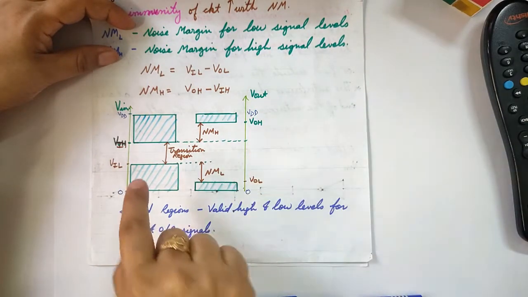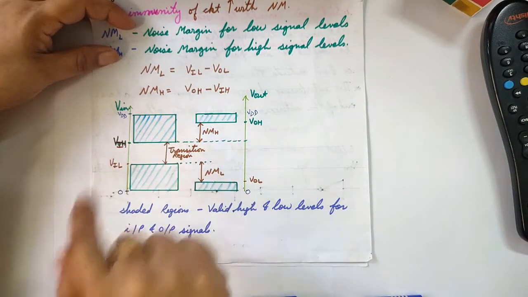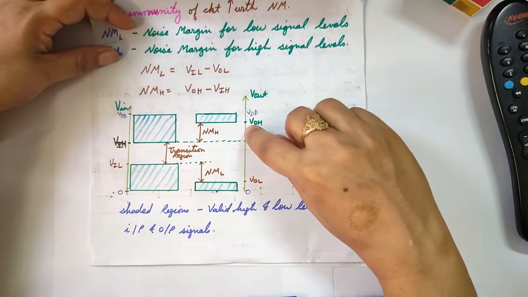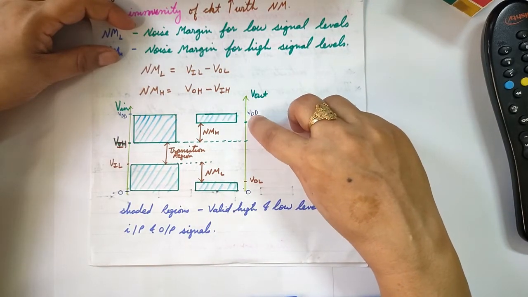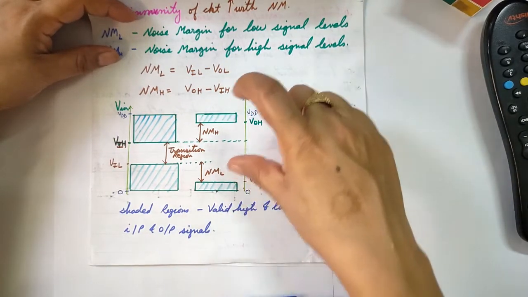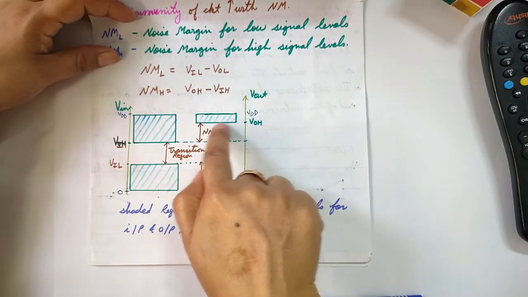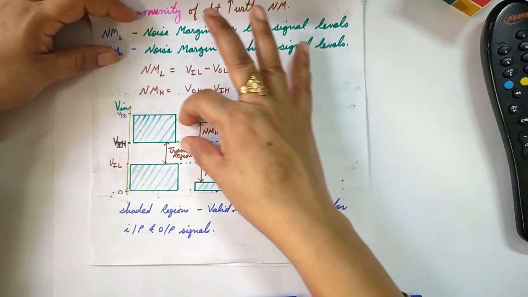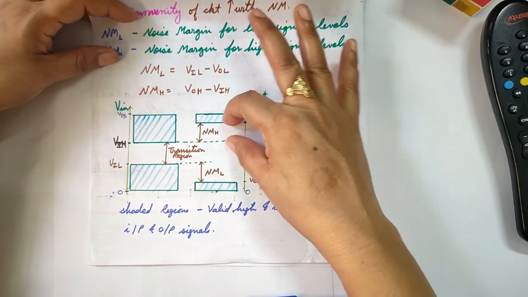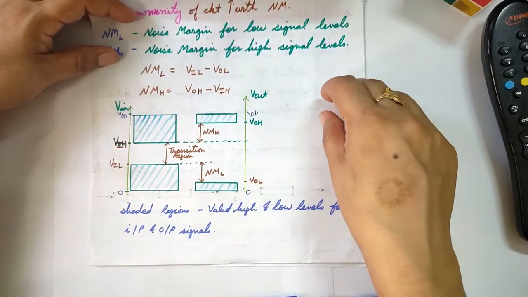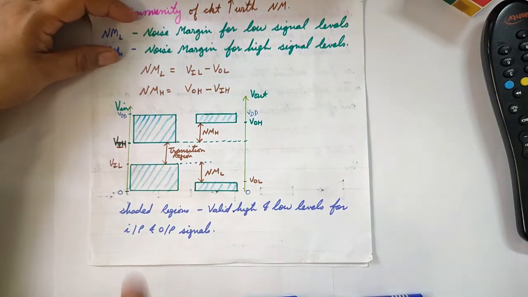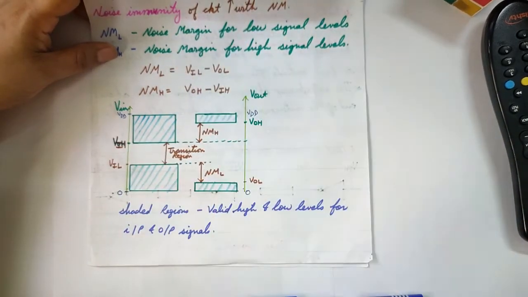Similarly for high signal, from VIH to VDD is logic 1 on input, and from VOH to VDD is logic 1 for output. If you see the difference, VIH and VOH is at a higher level. The difference between these two values gives you the noise margin for logic 1 signal, or high signal levels. And all these regions are the valid input and output signal levels. Now I think this is very clear.